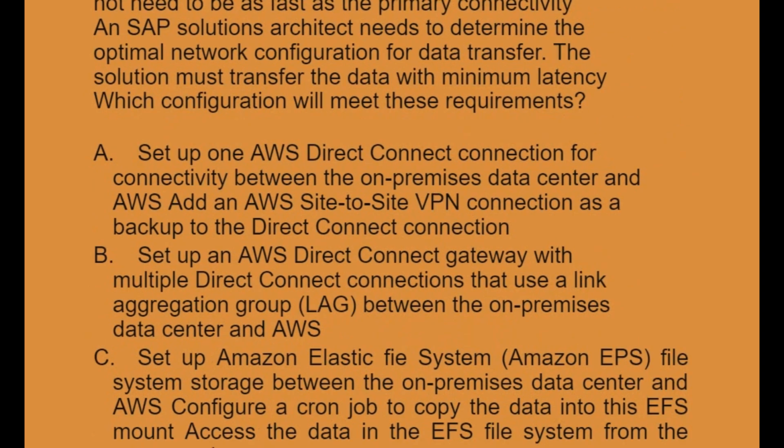Option A, set up one AWS Direct Connect connection for connectivity between the on-premises data center and AWS. Add an AWS site-to-site VPN connection as a backup to the Direct Connect connection. Option B, set up an AWS Direct Connect gateway with multiple Direct Connect connections that use a link aggregation group (LAG) between the on-premises data center and AWS.